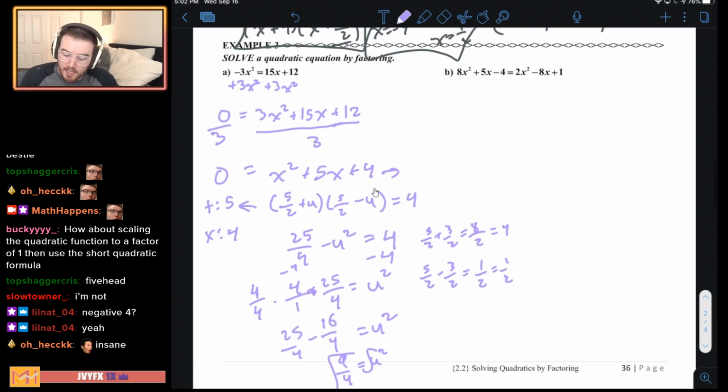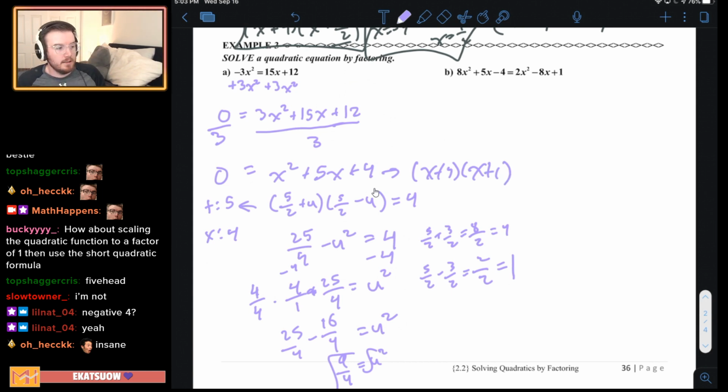Minus 3 halves is 2 halves, which is 1. Derp. I've been streaming too long. So this factors into x plus 4 times x plus 1. Like I said, 4 times 1 is 4, and 4 plus 1 is 5.